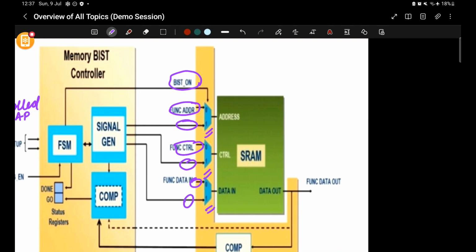Based on the BIST on signal, these muxes will select between the functional input and the test input. Okay. So when this BIST on signal is 1, that means it is going to select the test input. When the BIST on signal is 0, that means it is going to select the functional input. Okay. So this is what is there in the interfaces.